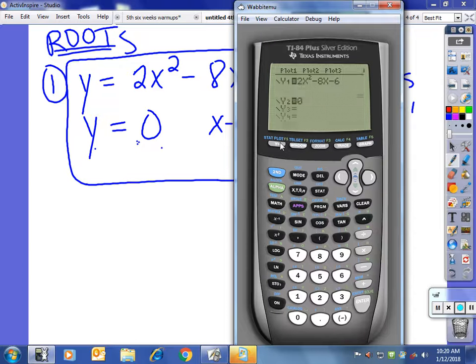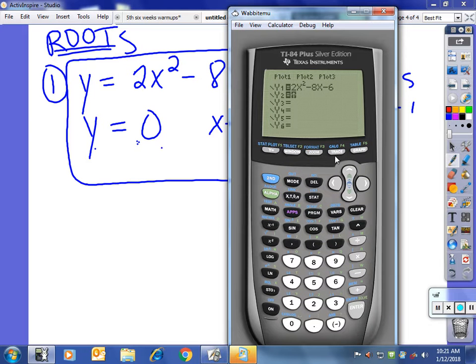Now, I put in my 2 functions. That's important. If you don't put in both functions, it's not going to work. We know what we want y to equal. We want it to equal 0. Then I'm going to go to calculate. The calculate key and the trace key are the same key. They're right here at the top. You see where I am?